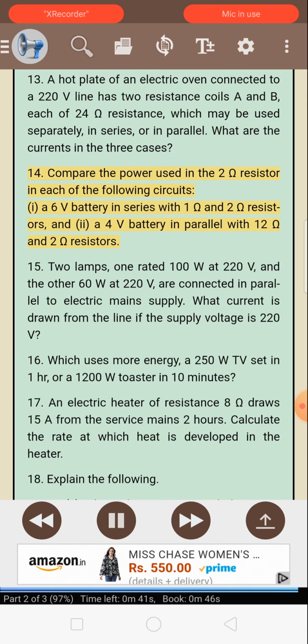14. Compare the power used in a 2 ohms resistor in each of the following circuits: (i) a 6 volts battery in series with 1 ohm and 2 ohms resistors, and (ii) a 4 volts battery in parallel with 12 ohms and 2 ohms resistors.